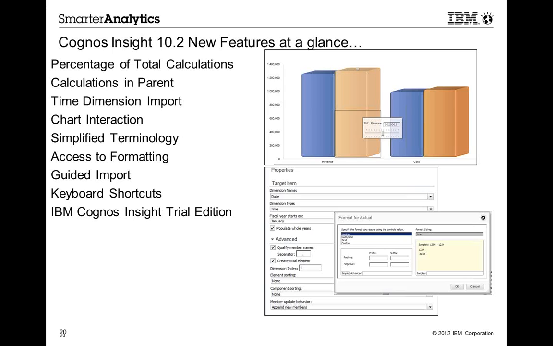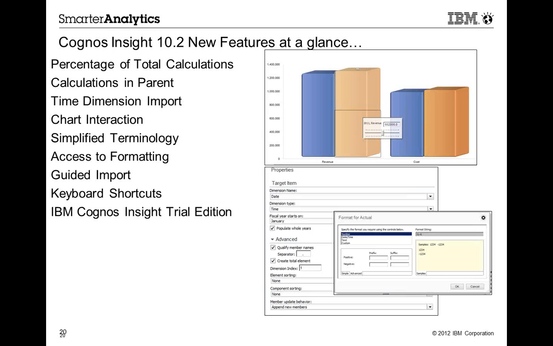So now you can do percentage of total calculations, so that allows you to really simplify the process of not having to really create a calculation. It's going to automatically do it for you. Do calculations in the parent level, so you're not double counting the information as it rolls up. Time dimension import. Time dimension import is great because if you're importing data and your data, say, has 20 days out of 30 days in a month, it's going to automatically pre-populate the missing days. There'll be no data associated with it, but it'll be pre-populated so you can see a full view of the month.